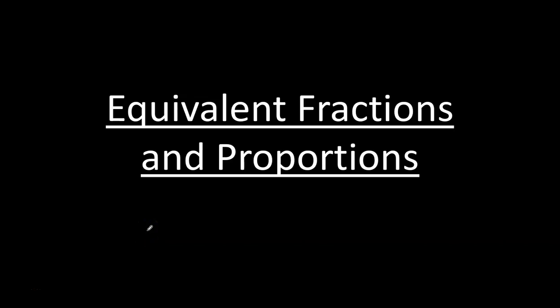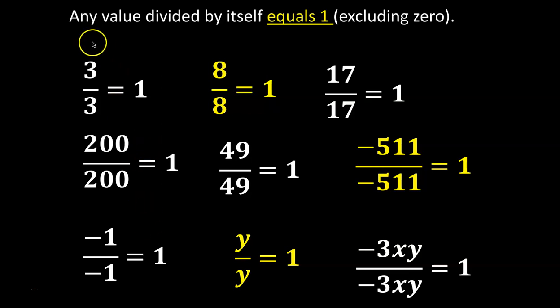The focus of this video is equivalent fractions and proportions. First, you need to understand this concept. Any value divided by itself equals 1, excluding 0. By excluding 0, I mean 0 divided by 0 is undefined. If you put that into your calculator, you would get an error message because you can't divide by 0. So it doesn't work for 0 divided by 0, but it works for all of the other numbers and variables.